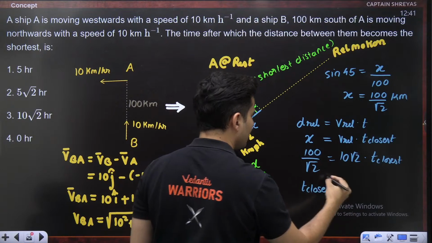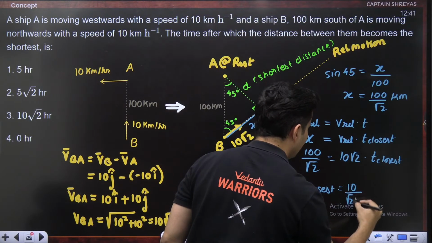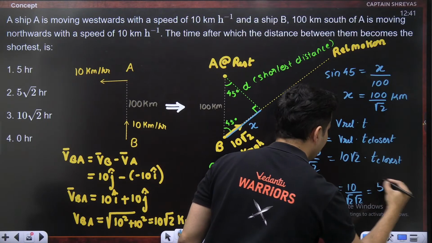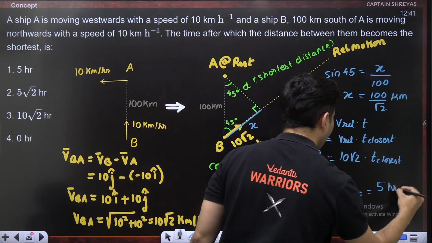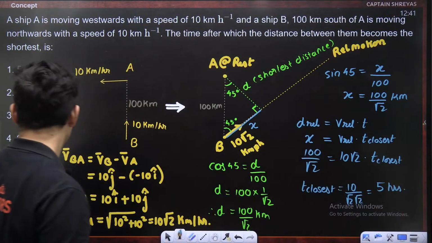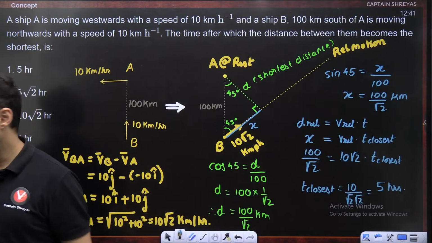0, 0 cancels. You are left with 10, root 2 multiplied with each other. Root 2 into root 2 is 2. 10 by 2 is 5. So it will be 5 hours, which is option number 1. Is that clear, everyone?